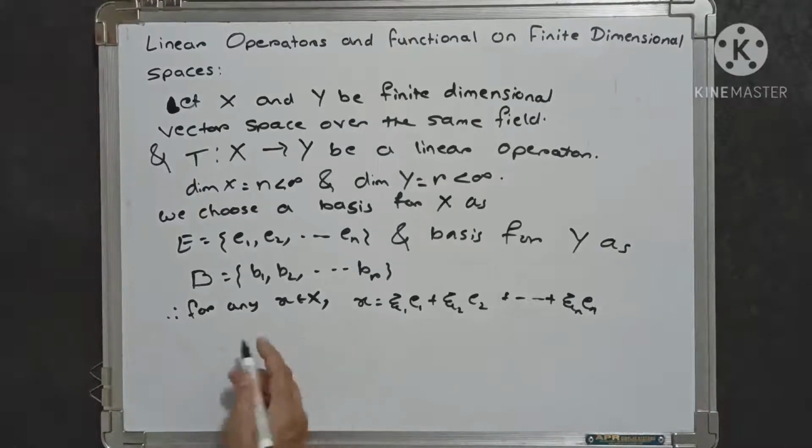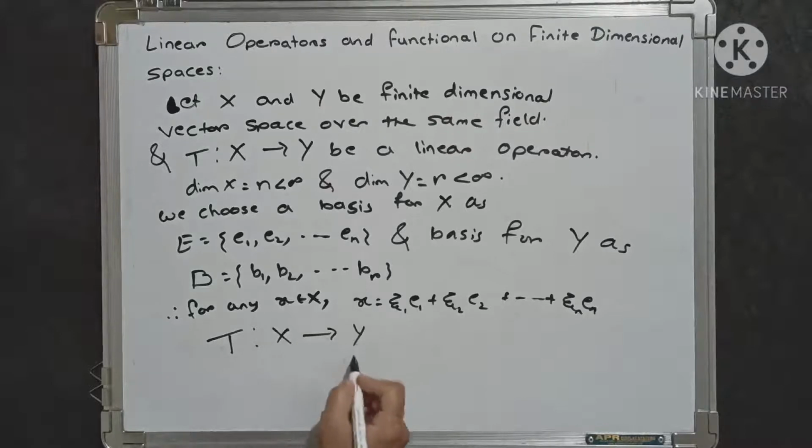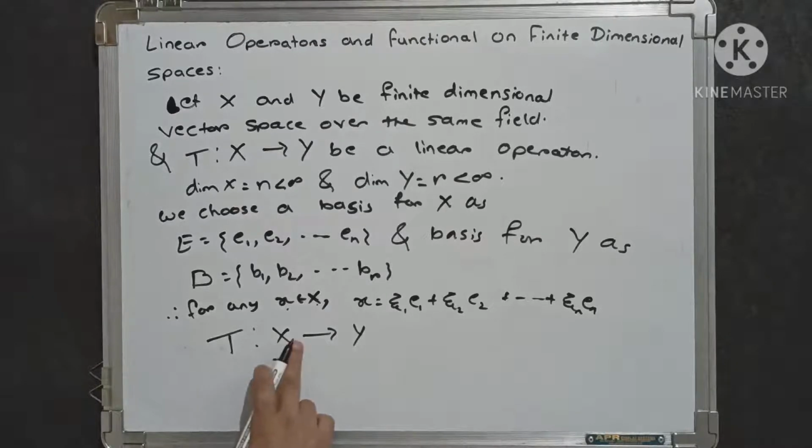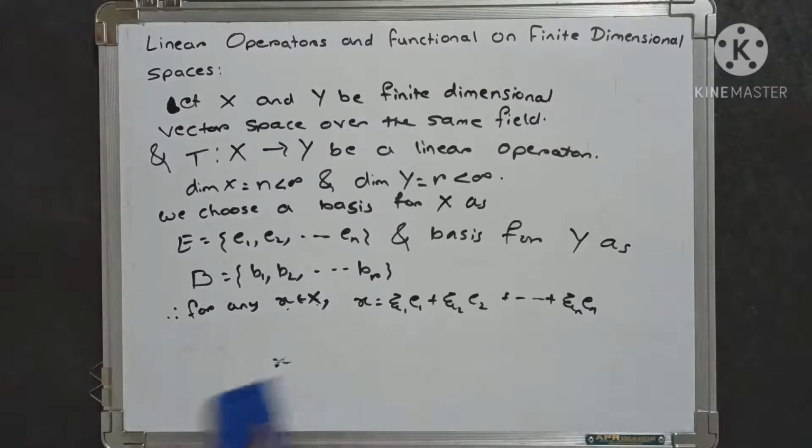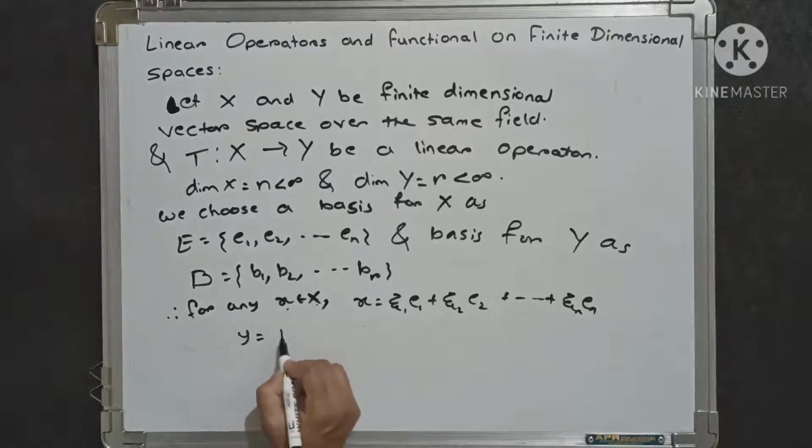Now as T is the mapping from capital X to capital Y, we take small x to be an element of capital X. T is applying on each element of capital X, and the image Tx is an element of capital Y. Therefore small x has the image y equals Tx.